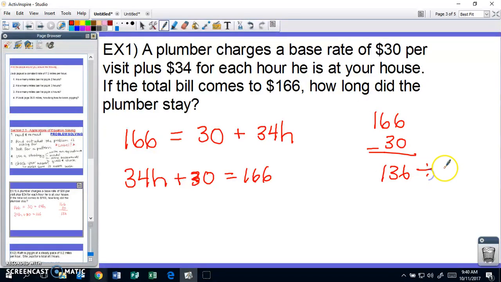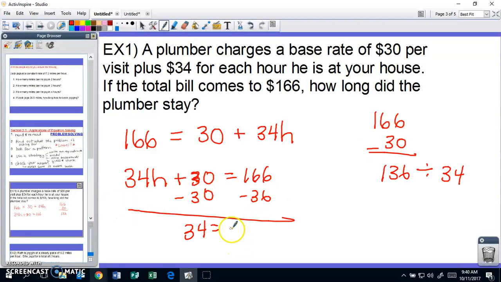Subtracted that. I'm going to divide that by the cost per hour. Well, look what I'm doing when I solve. The first thing I'm going to do in solving my problem is subtract 30 from 166. And then I'm going to divide, forgot my H. Divide that by 34.